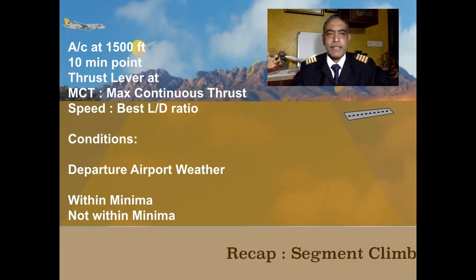So at that 10-minute point, the aircraft has changed over the thrust from max takeoff to max continuous thrust, and it has been maintaining the best lift by drag speed or best climb speed, so as to reach this height of 1500 feet. Now, two scenarios are possible. If the departure weather of the airport from which the pilot departed was within his landing minima, then he has an option to divert back to the departure airport itself. But if it is not within minima, he has to divert to an appropriate airport. We will see that as we go on in the lesson.